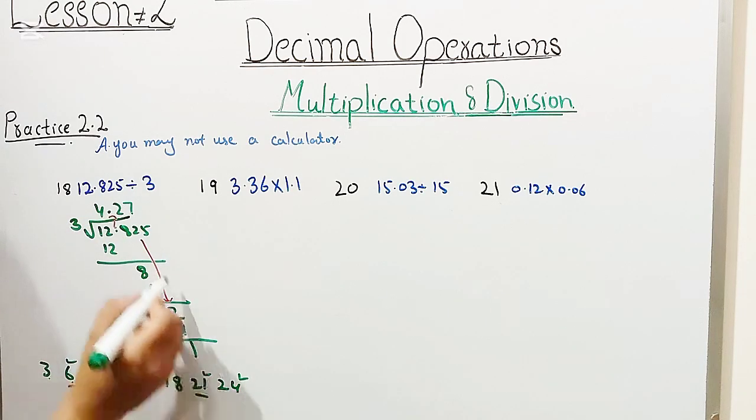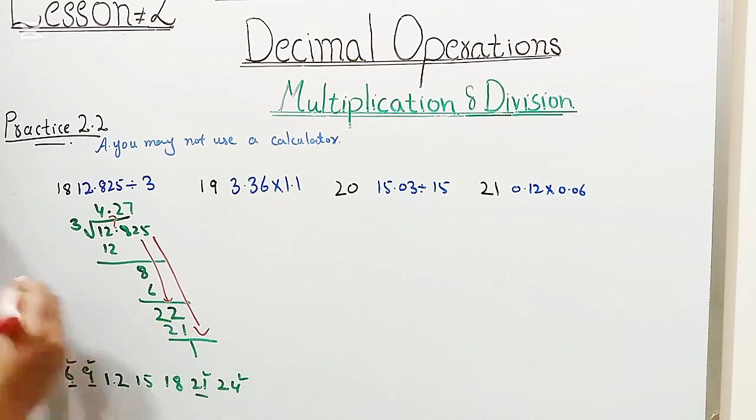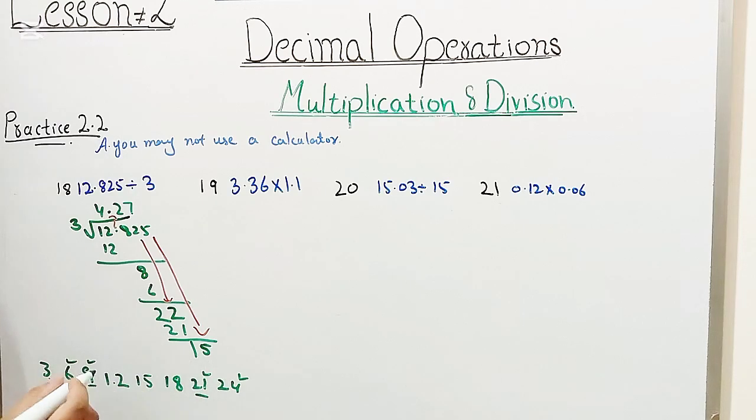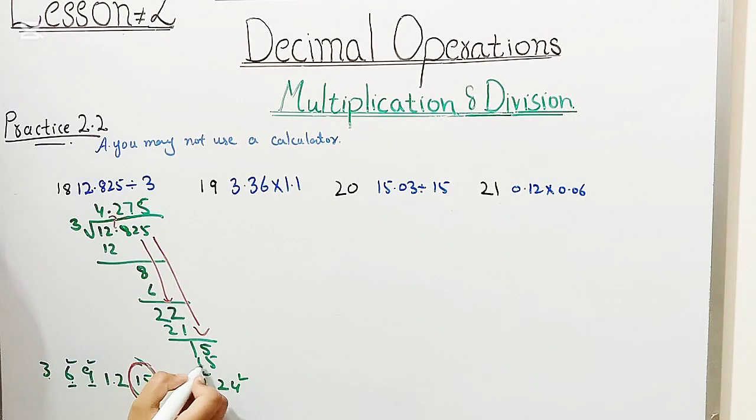And subtract from it. Then we will bring down the 5, 15. Now there will be 15. 3 5s are 15. Okay, 4.275 is the final answer.